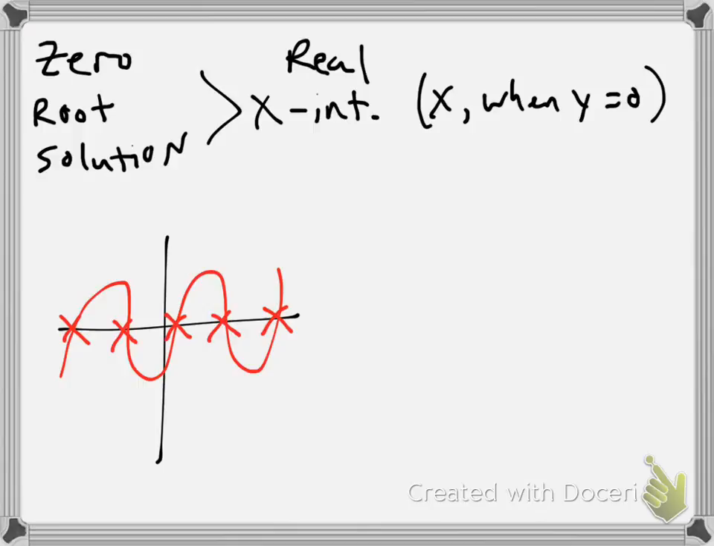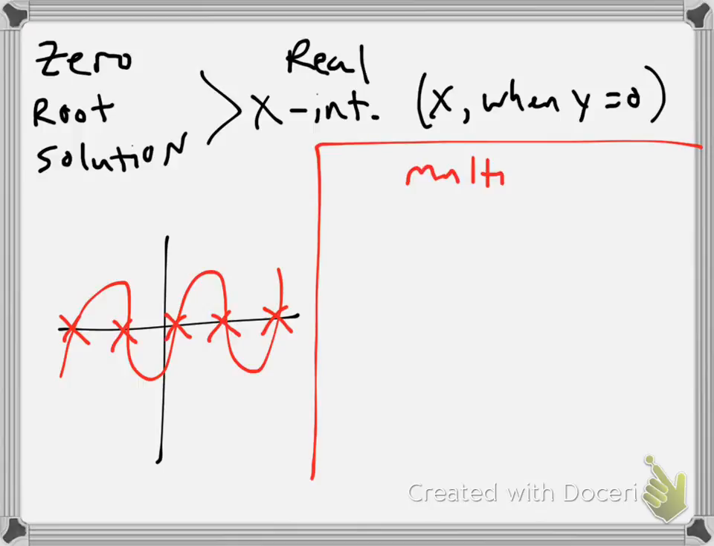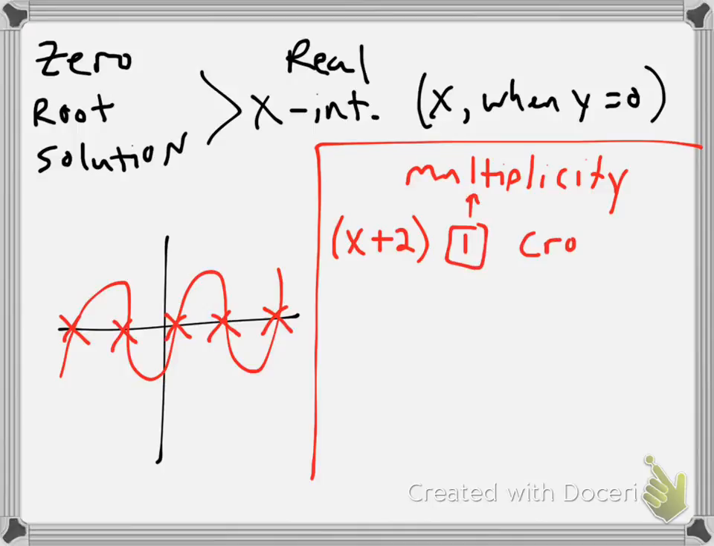In previous lessons we learned how to factor, and there are 3 situations called multiplicities that we'll focus on. If the same factor occurs just once, let's say you have just x plus 2, that means you have a multiplicity of 1. That means it's going to cross the x-axis. If you have a factor show up twice, like x minus 1 squared, that has a multiplicity of 2. That means it's just going to touch the x-axis.